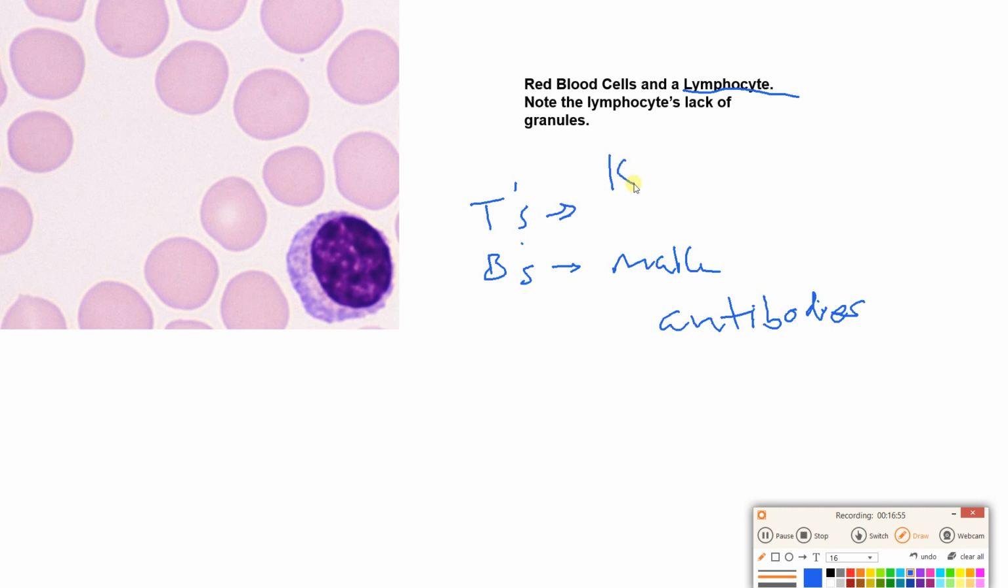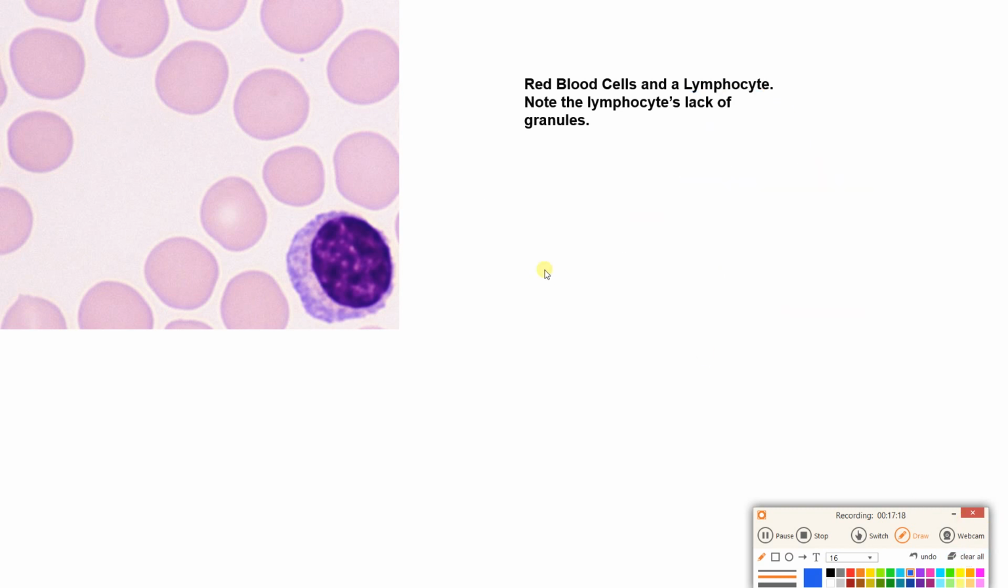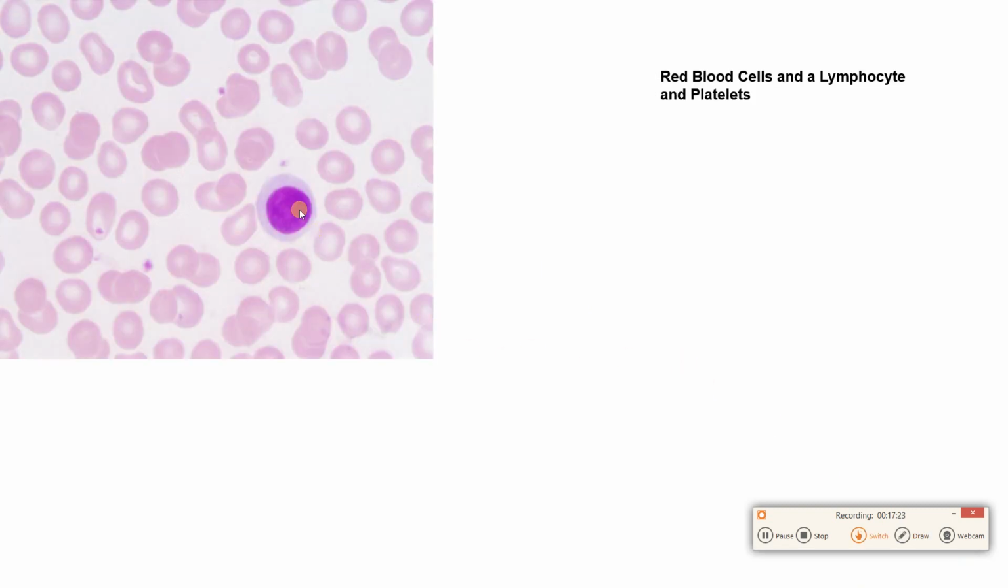T lymphocytes are involved in killing infected cells, plus T lymphocytes actually are involved in controlling your whole immune system. Okay, good stuff. Let's look at some more lymphocytes. Here's another one. Again, notice the beautiful nucleus here. Then the kind of empty rim of cytoplasm.